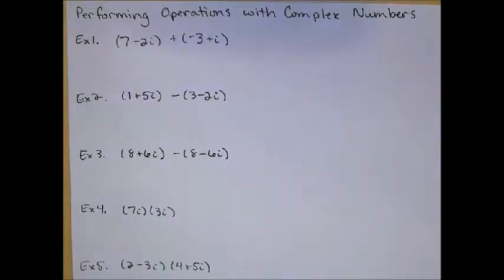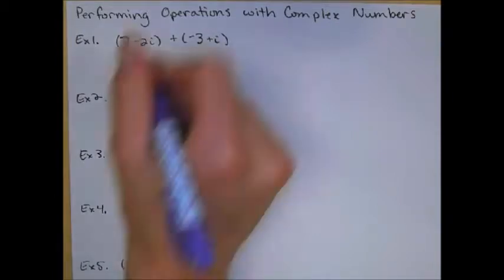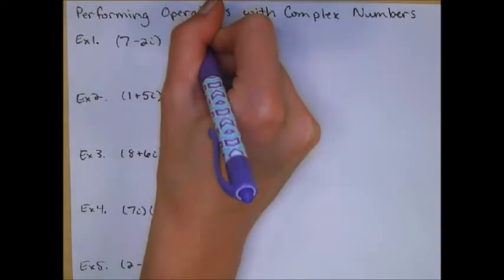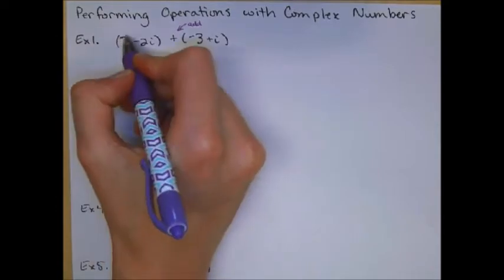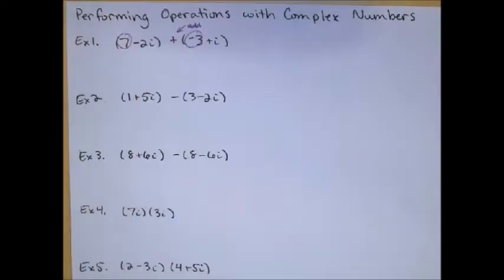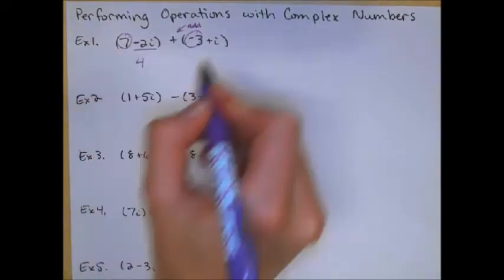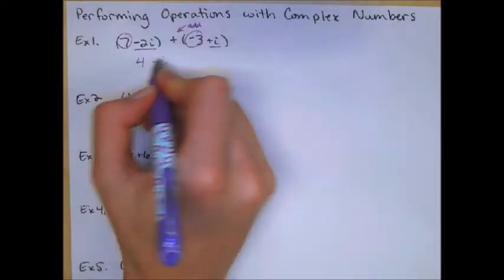Now that we know how to simplify complex numbers, how to think of complex numbers on the real imaginary axis, and how to find the absolute value, we're going to look at how to perform operations with complex numbers. So adding, subtracting, multiplying. So let's look at example 1. We are going to be adding. And when we're adding with complex numbers, we are combining like terms. 7 and negative 3 gives me 4. Negative 2i plus i gives me negative i.